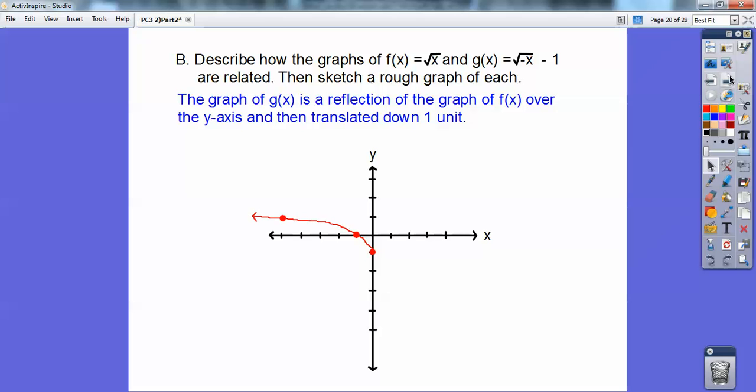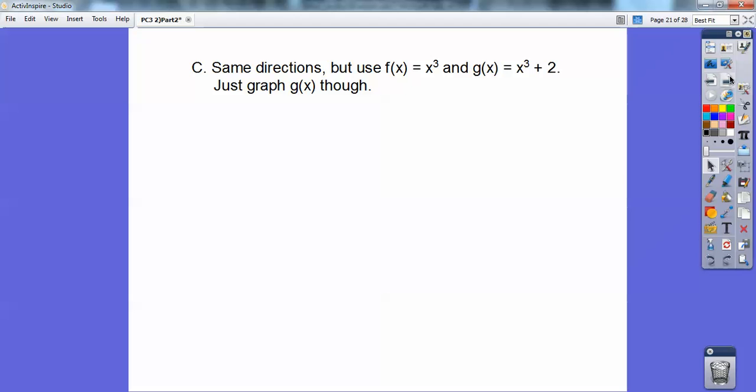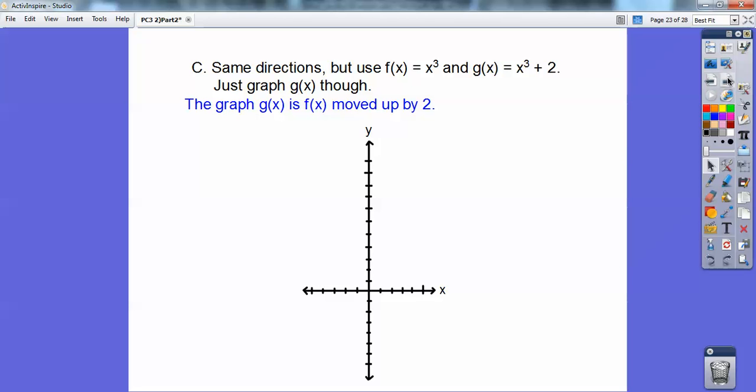I had to do that with my finger on my mouse here on my laptop, so that's the best I can do right there. Okay, same directions, but f of x is x cubed and g of x is x cubed plus 2. We're just going to graph them, but we're going to describe them also. This x cubed plus 2 just says take this graph and go up 2. So the graph of g of x is f of x moved up by 2. So instead of going through 0, 0, it's going to go through 0, 2. So it's going to start right there, and I'm going to pretend like that's my origin.